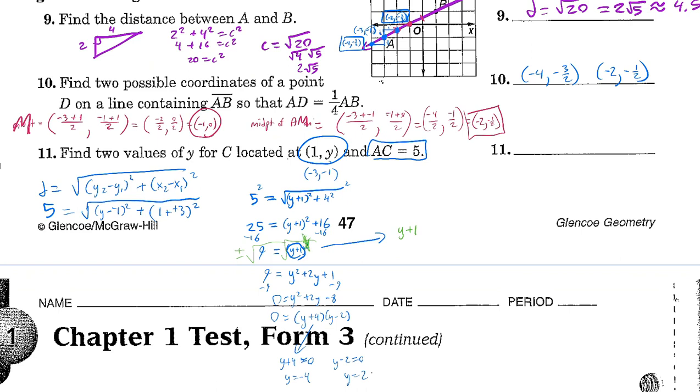Those are inverse operations. So y plus 1 is equal to plus or minus 3. So really that's just two separate equations. Either y plus 1 is equal to 3, or y plus 1 is equal to -3. So then we subtract 1, we get y is equal to 2. Or we subtract 1, and we get y is equal to -4.